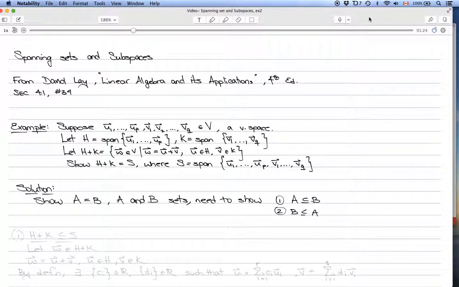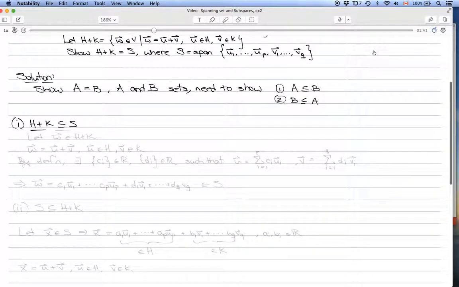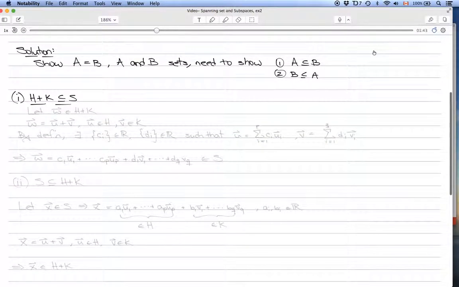So for our particular purposes, we want to show that H plus K is a subset of S, where S is the span of those vectors. And the second thing is S is a subset of H plus K. So let's go ahead and do that. So let's first show that H plus K is a subset of S. So what we need to do is take an arbitrary vector in H plus K and show that it can be written as a span of u1 to up and v1 to vq.